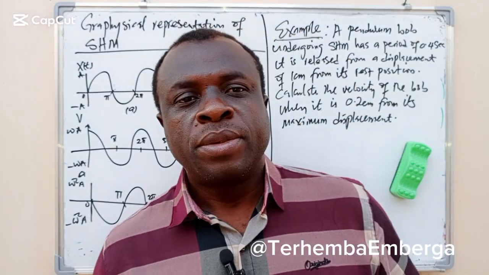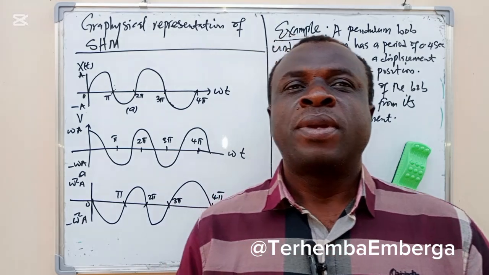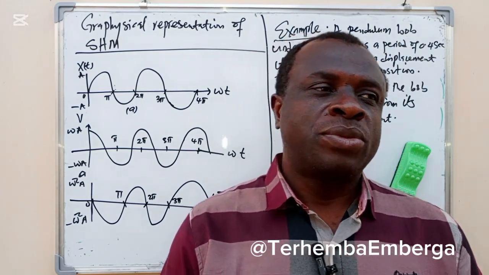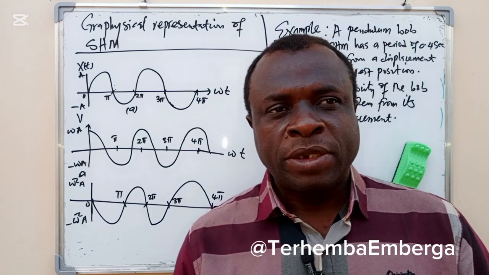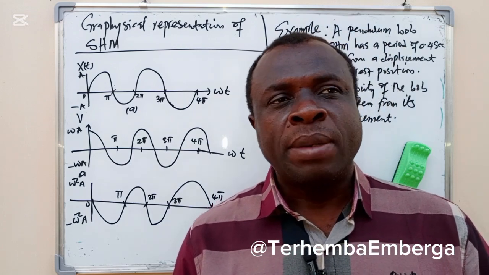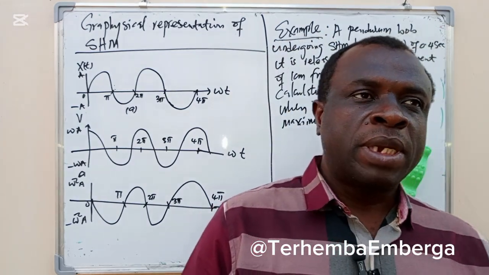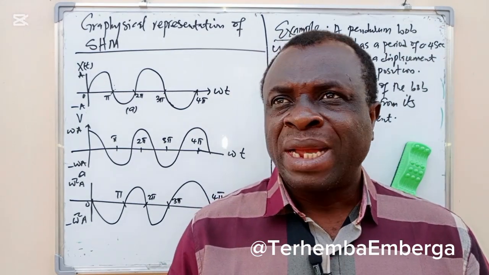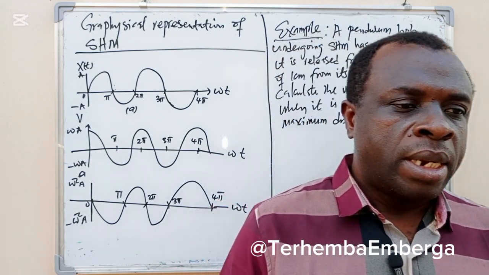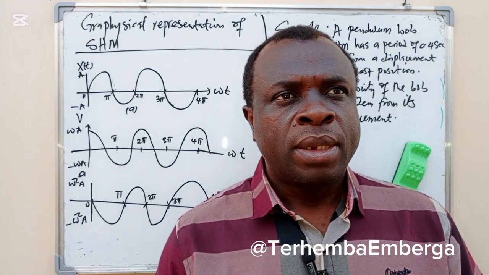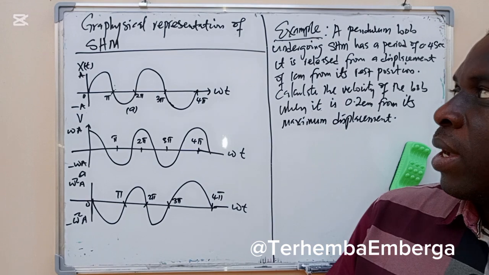This time we'll be looking at graphical representation of simple harmonic motion. We have looked at simple harmonic motion in the perspective of a swinging pendulum. We have also looked at it in the perspective of a mass-loaded vertical spring. And we want to look at it as simple harmonic motion in the graphical representation.